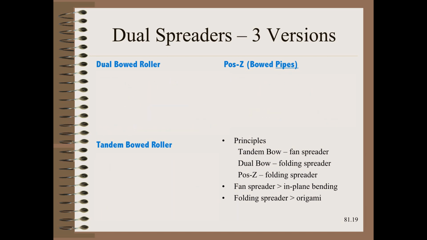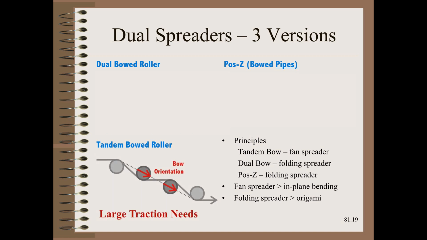Much more complicated are dual spreaders, sometimes used to separate numerous lanes after slitting. Two versions use bowed rollers, but operate in totally different modes. In the tandem bowed roller mode, the bows are oriented along the path of the web as we discussed earlier. It is just that we are gaining the effects of more than one spreader. Because we are in the bowed roller mode, there are large traction needs.